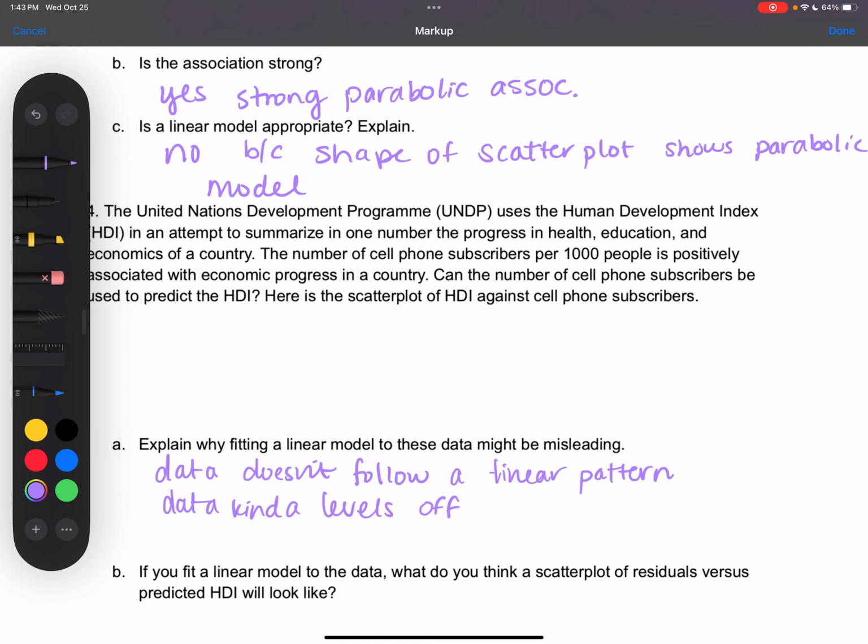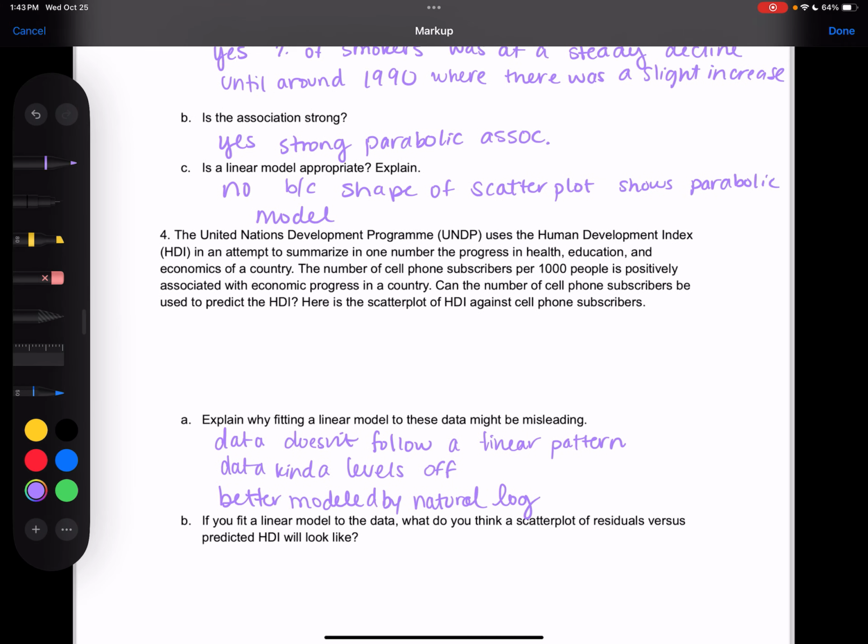Okay, it would be better modeled by a natural log. Remember, in general, a natural log does this. That's why I said it's kind of like reflected, because it's flipped over. Obviously, in this case, it looks more like that. So then part B, if you fit a linear model to the data, what do you think a scatter plot of residuals versus predicted HDI will look like?